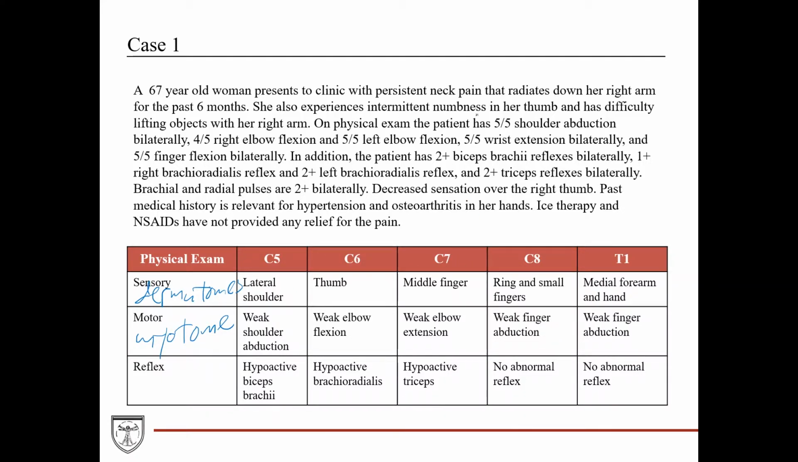So let's zero in on our patient. We've got weak right elbow flexion. So if you see here on the chart, we have weak elbow flexion for C6. That's looking good so far. Then we got a hyporeflexive brachioradialis reflex. So that's going to correspond to C6 as well. And then we've got decreased sensation over the right thumb. So again, that corresponds to C6. So the physical exam really points towards a C6 lesion.